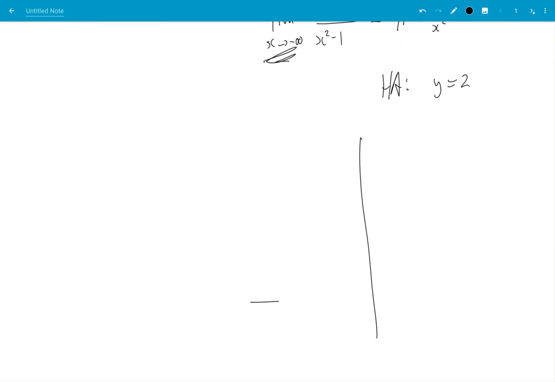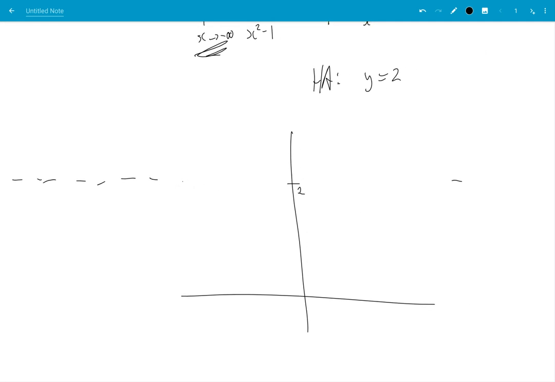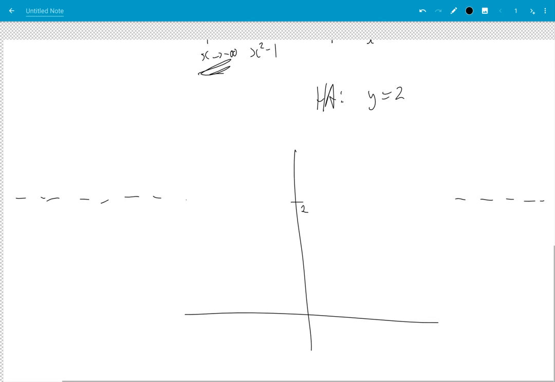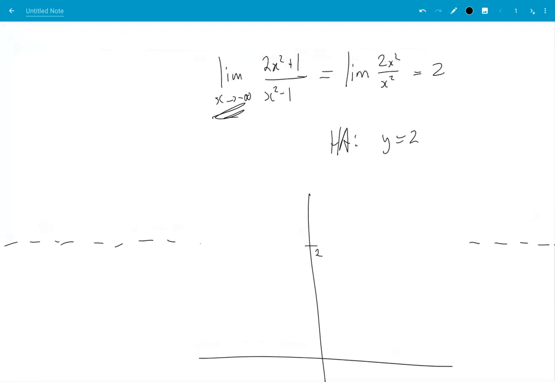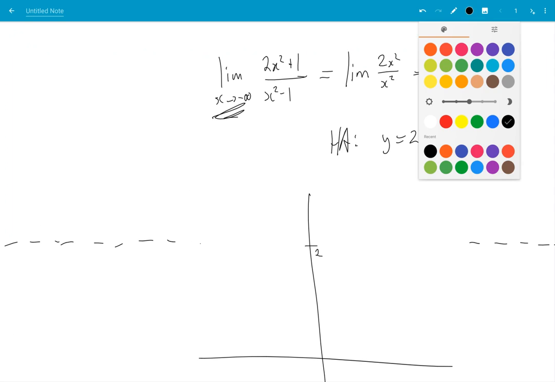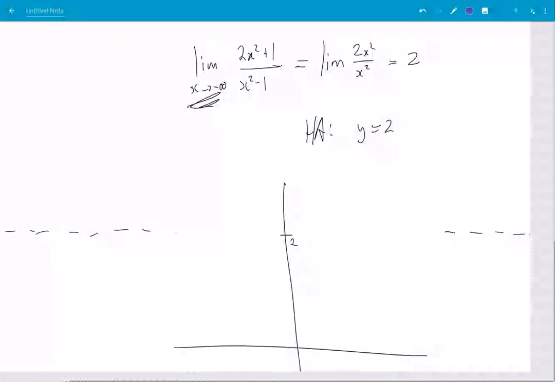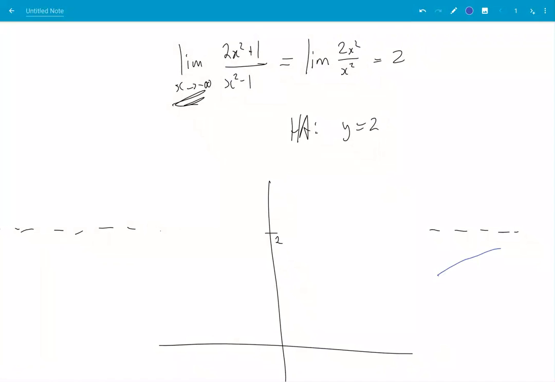So let's see, what does this look like, very roughly? When I go way to the left, I'm approaching y equals 2, and also when I go way to the right. Now my function, I'm not sure what it's going to look like, but it may go like this, or it's possible it'll go like this.